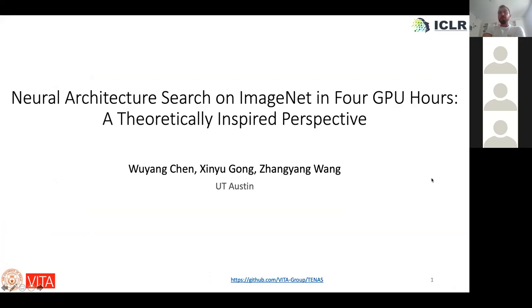Hi everyone. I'm very happy to present our ICLR work here. My name is Wuyang Chen. I'm a PhD student at UT Austin. And our ICLR work is named Neural Architecture Search on ImageNet in 4 GPU Hours: A Theoretically Inspired Perspective.